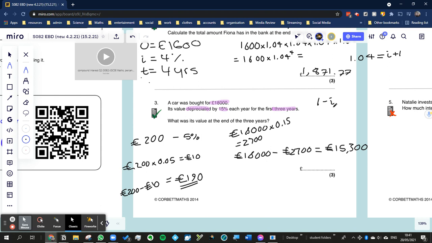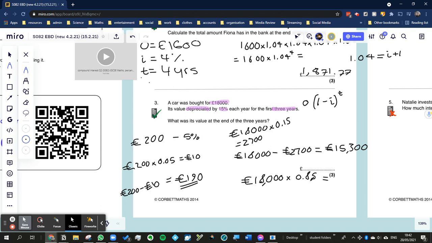Okay, and we multiplied the original amount by 1 minus the interest, which would be 0.85 in this case, but then we're going to do it to the power of t, because we're going to do it again and again and again. All right. So if t was 1, so in other words, it just did it 1 time, then you would do 18,000 multiplied by 0.85, and you should get 15,300.